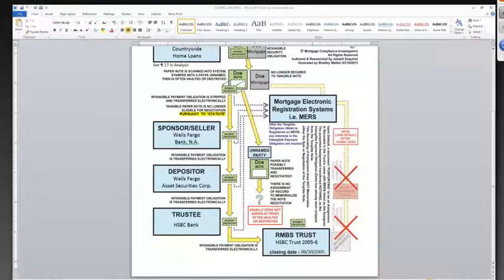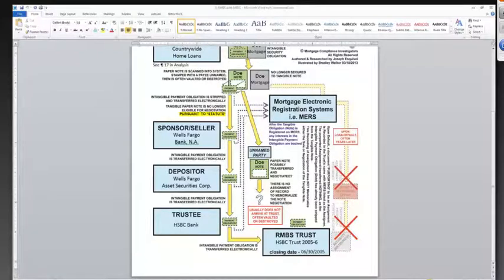Properly secured. Not a willy-nilly notion. Well, we're going to do an assignment. We've got a blank endorsement. We're good. No. You've acquired rights to enforce collection on the note. You have not acquired rights of enforcement.